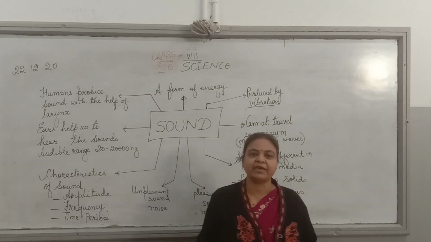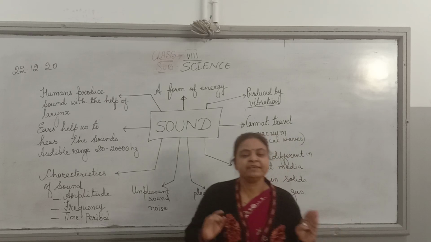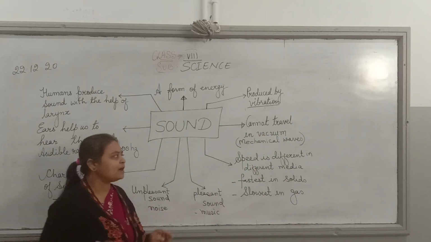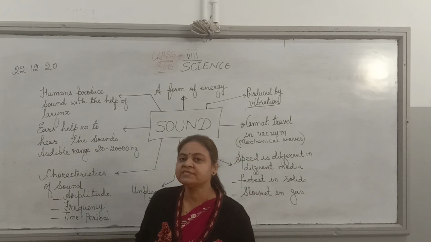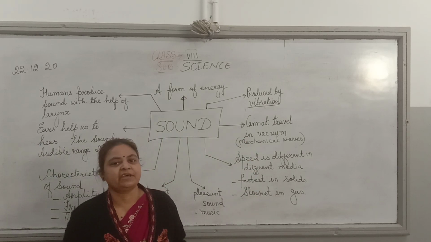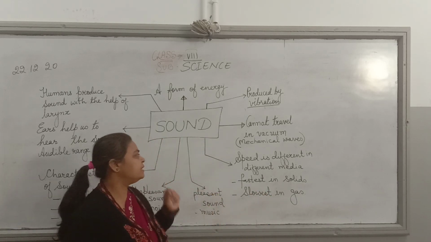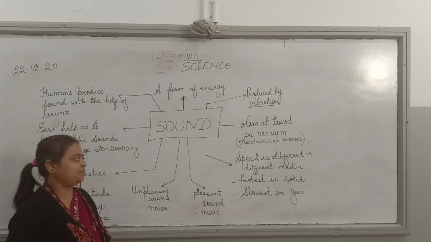Light can travel in vacuum, but sound cannot travel in vacuum, because light travels in the form of electromagnetic waves, whereas sound travels in the form of mechanical waves, and mechanical waves need a medium to travel. They need either a solid, liquid or gaseous medium to travel. That is why sound cannot travel in vacuum.